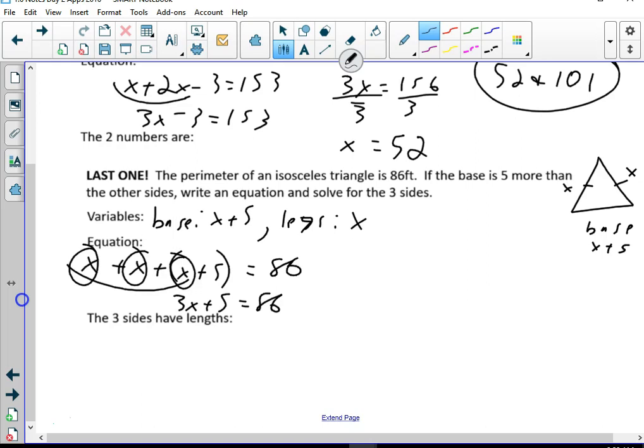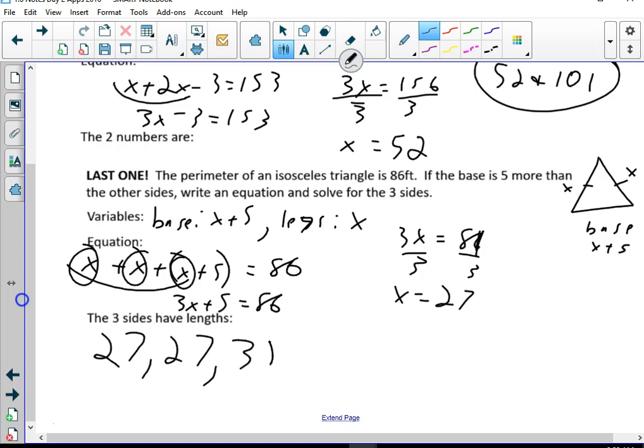What do I do first? Subtract the 5. So I get 3x equals 81. Divide by 3. x is 27. So the lengths are 27, 27, and what's 27 plus 5? 32 feet. 27, 27, and 32, those are my 3 sides. And again, if I add those 3 up, I'll get 86.